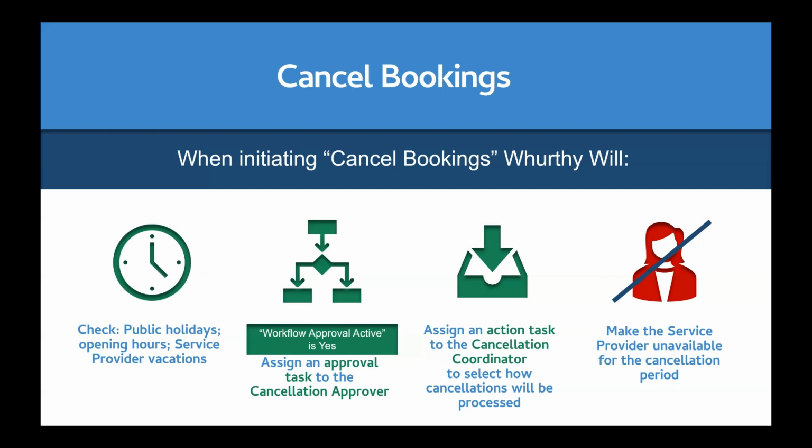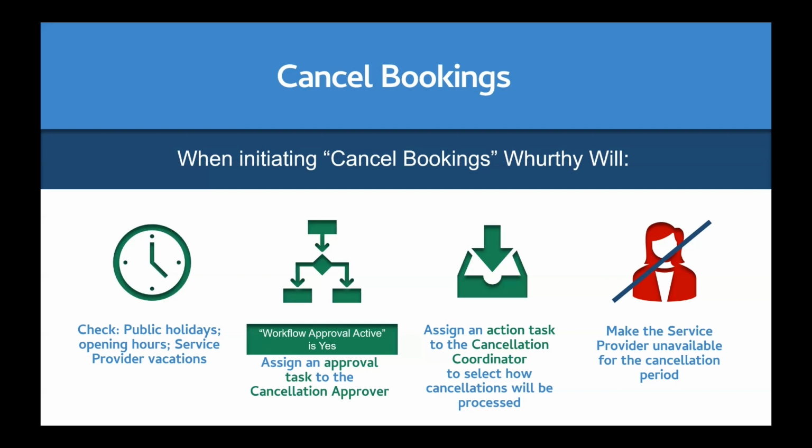So assuming there are actually days on which the service provider is available and has bookings, it will go to the next step. The second step is only going to happen if the global setting of workflow approval active is set to yes. If it's set to yes, then Whurthy will assign an approval task to the cancellation approver. The next step is Whurthy assigning an action task to the cancellation coordinator to select how cancellations will be processed. Then, as we saw, it will take care of the notifications, emailing everybody, and then it will take care of canceling, assuming you select automated cancellations and notifications.